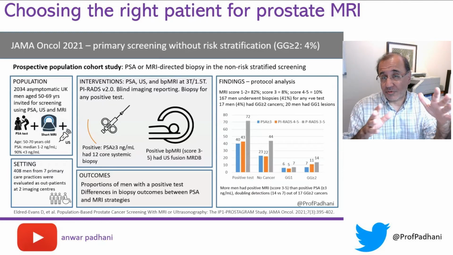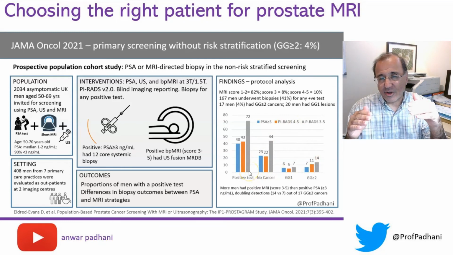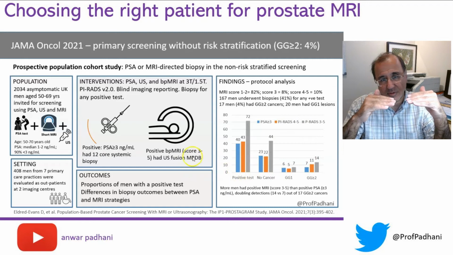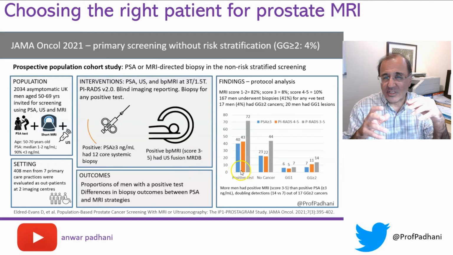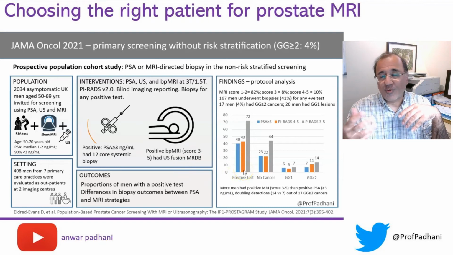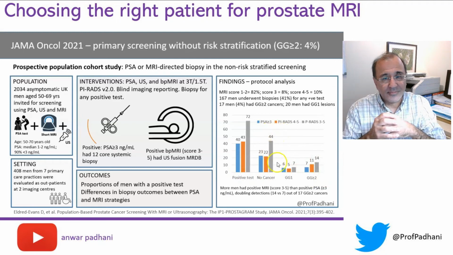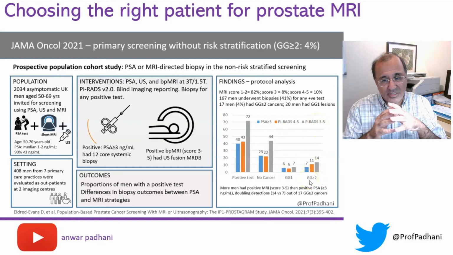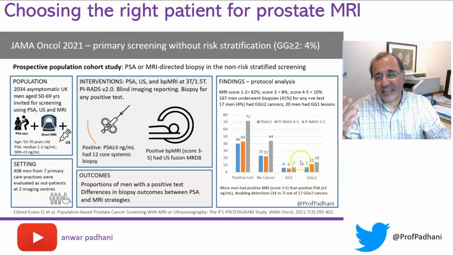However, if we had chosen a threshold of 4 and 5, then the number of men undergoing a biopsy would have been much less, almost as much as the PSA level. Okay, so that's a very important lesson. And of course, the number of futile biopsies was also higher if you use the threshold of 3, 4, and 5. However, if you look at the detection of clinically significant cancers, you can see that if you use 3, 4, and 5, you had the greatest number of detected clinically significant cancers.